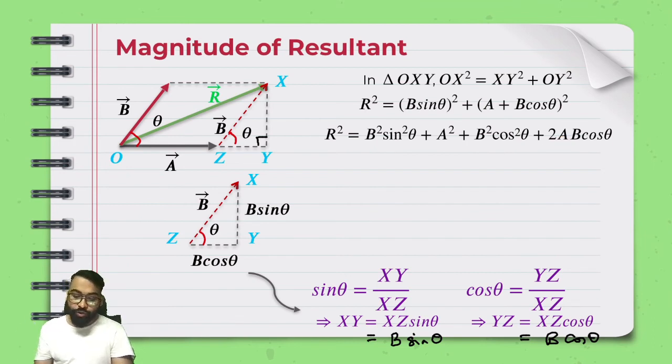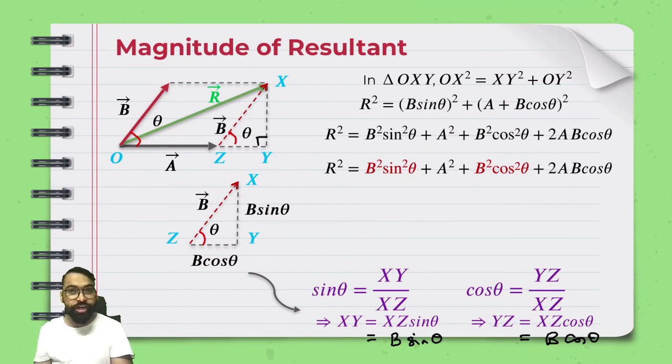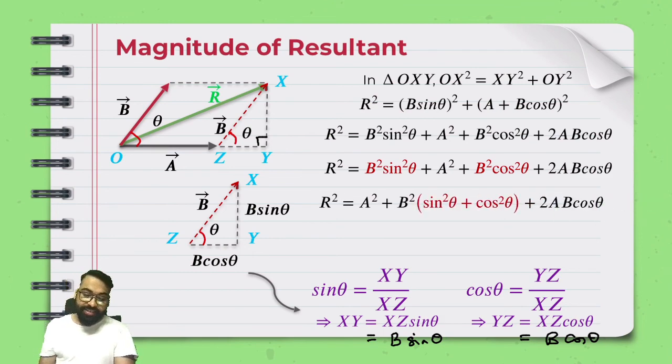Now what I'll ask you to do is, if you see these two terms, I've made this in red specifically so that it becomes easier for you to identify. B square sine square theta and b square cos square theta, if I take both of them, I can club them together and I can say this is a square plus b square times sine square theta plus cos square theta plus 2ab cos theta as it is.